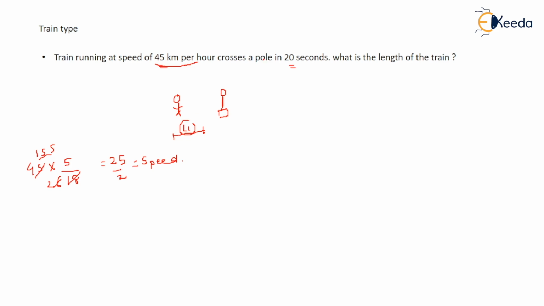meter per second, and you know now the time required to cross the pole. So you can find the distance, your speed equals distance upon time. You know the speed, you know the time, you can find out the distance or the length of the train. So how can you find out, 25 by 2, that is speed, into time. Okay, time is how many seconds? 20 seconds. This will cancel out. This comes out to be 250 meter. So your answer is 250 meter.